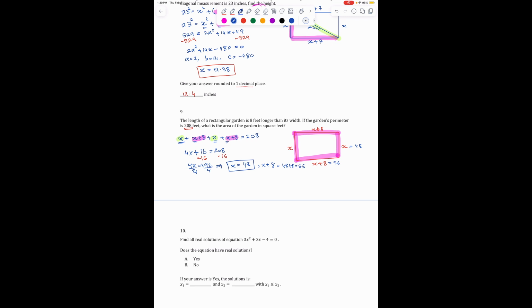The width is equal to 48 and the length is equal to 56. The area is equal to length times width, which is 48 times 56, and that is going to give me 2,688 square feet. And that should be the final answer for question number 9.